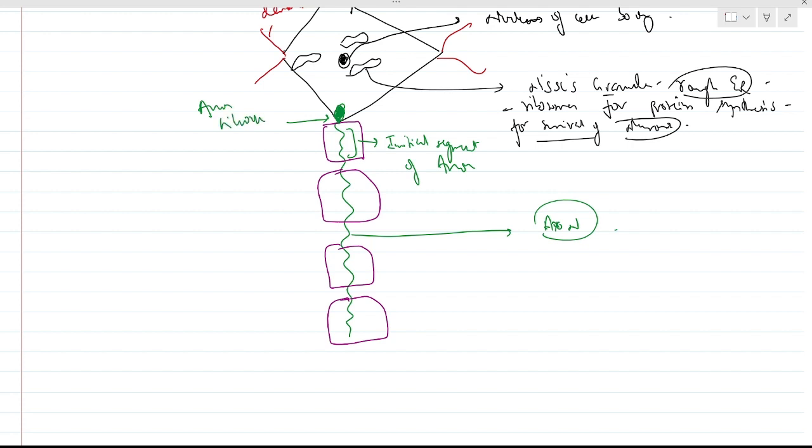Axon hillock. Let me write this again. Hillock, H-I-L-L-O-C-K, axon hillock. This gives rise to the axon. Below this axon hillock we have the initial segment of axon. Now this axon is for conduction of impulses. Very simple, conduction of impulses. Okay.